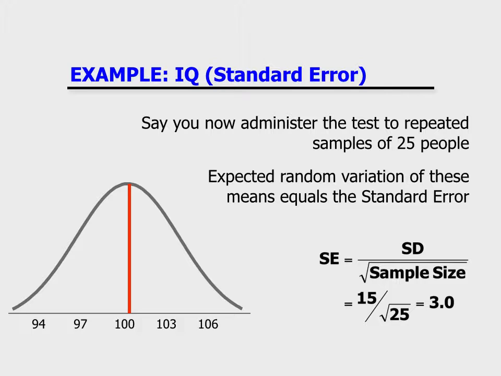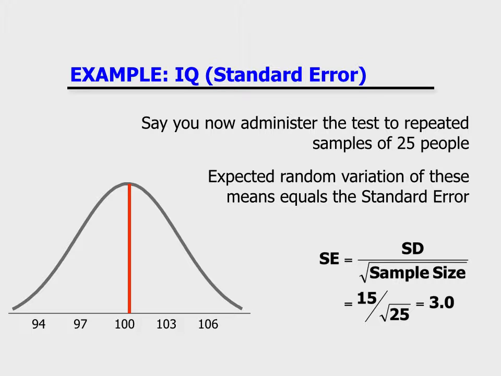So we administer the test now to samples of 25 people, and we expect random variation of the means because we're actually administering this to groups of people over a period of time, and we're repeating that testing. If we get this random variation around the mean, we call this the standard error. And it's important to understand that the standard deviation and the standard error, although they measure something similar, are really defined differently.